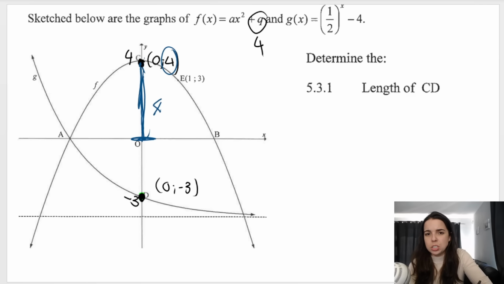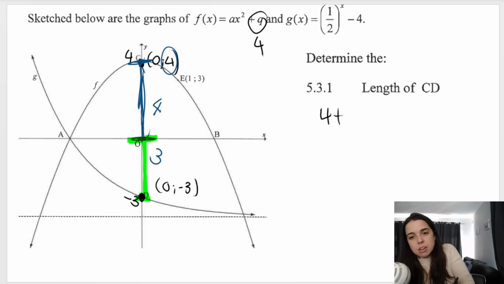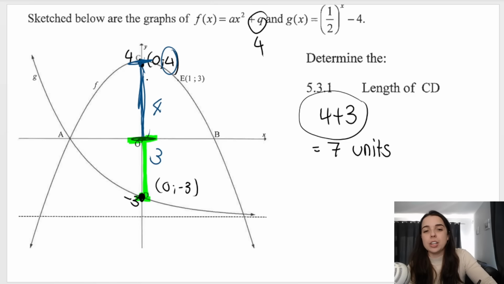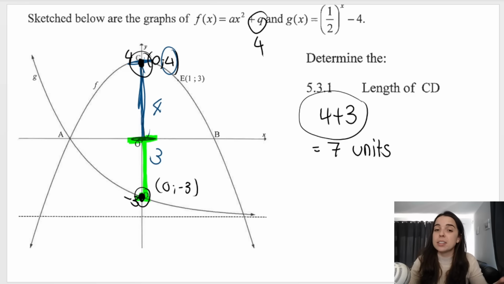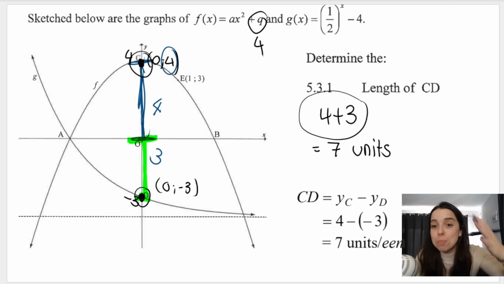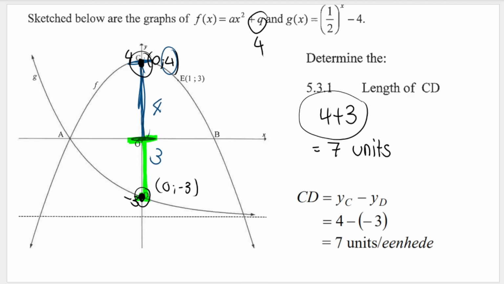So to get from here to here, we climb 4 in terms of y values. And to get from here to here, let's use a different color, we go down by 3 units along the y-axis. So that would be 3 units. Therefore, the length of CD, 4 plus 3, equals 7 units. We would prefer you to show the 4 plus 3 so that we know that you are adding 4 because it's the y-intercept of the parabola and 3 because it's the y-intercept of the exponential. Another way to do it would be to use the y value of C minus the y value of D. You're basically getting the change in the y values.